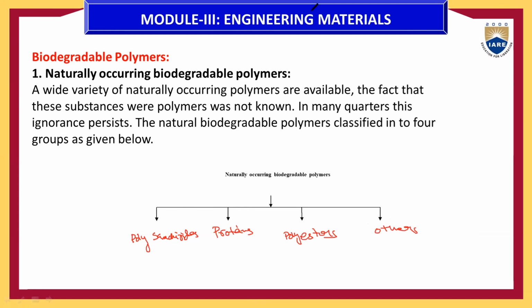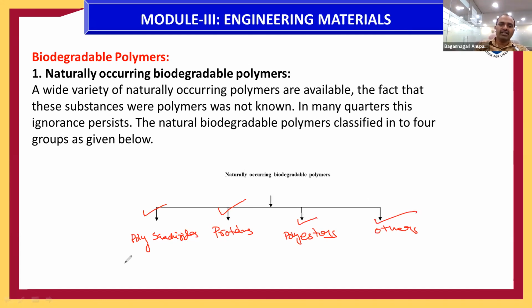So naturally occurring biodegradable polymers are mainly classified into 4 types: polysaccharides, proteins, polyesters, and others. So what are the polysaccharides? Polysaccharides are cellulose, starch. And what are the proteins? Proteins are silk, wood, gelatin, etc. Now, what are the polyesters?